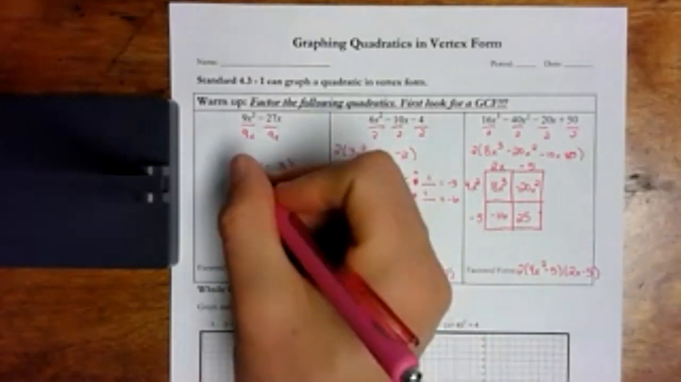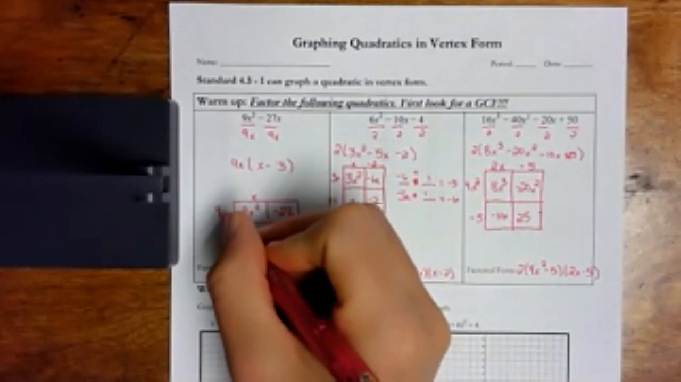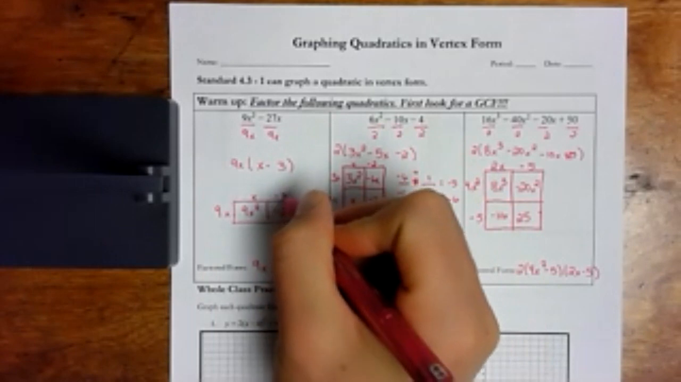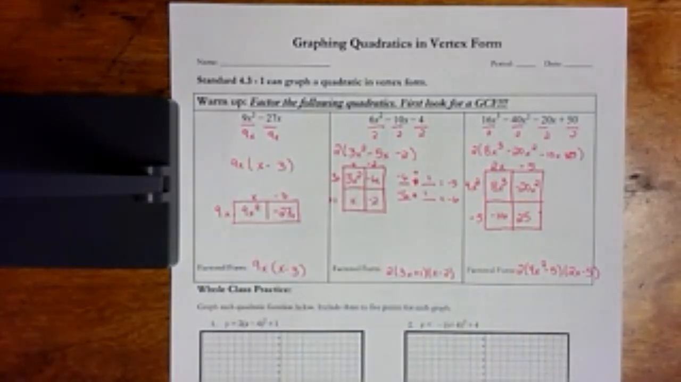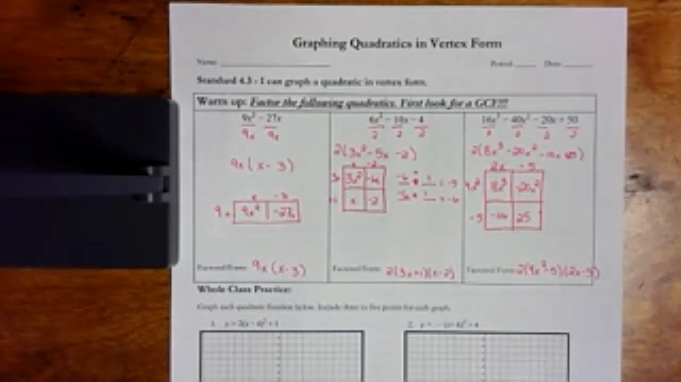So I went ahead and pulled out a 9x from both these terms. So I'm going to put a 9x here. So then 9x times x is 9x squared, and then 9x times negative 3 does give me negative 27x. So you don't need the box. It can help you if that's where you want to head towards when you first see this. But if we look for a GCF, that one's done very quickly.